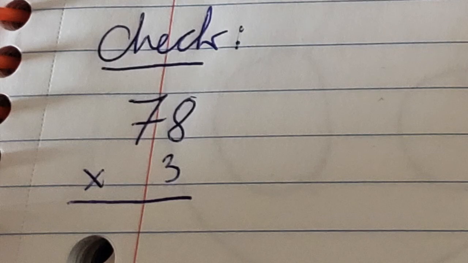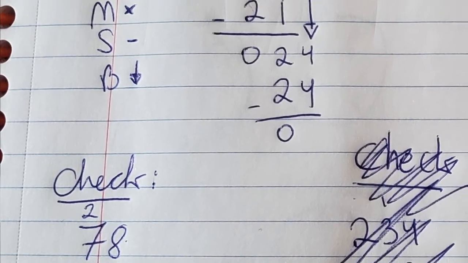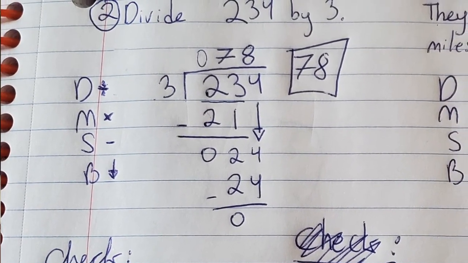So to check, we have to take our supposed answer, in this case 78, and multiply it by our divisor, which in this case is 3. So 78 times 3, 234, that is our original dividend. 78 is indeed our quotient.